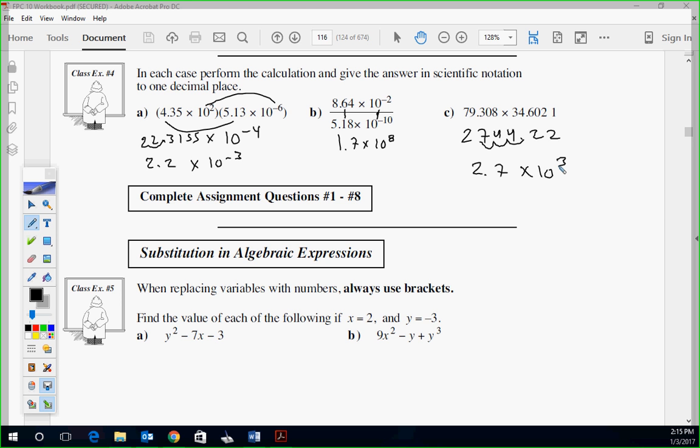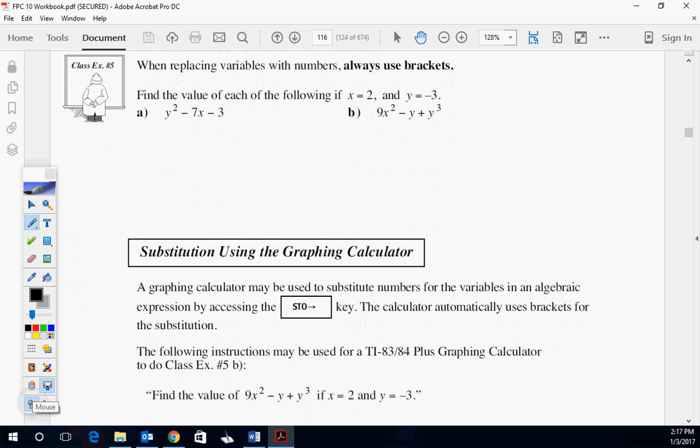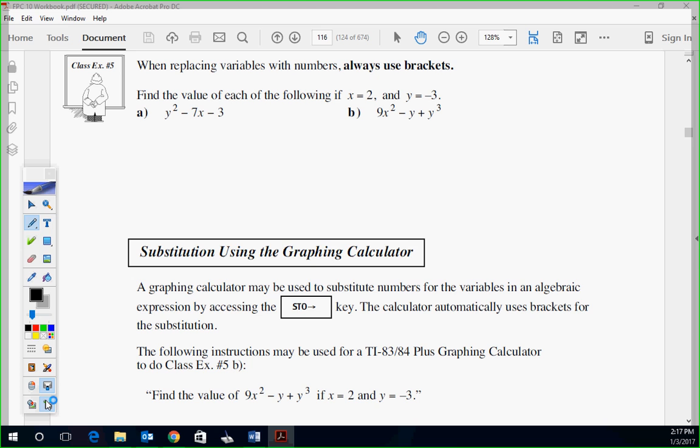All right. When replacing variables with numbers, you always use brackets. It gives you an equation here with x and y. It says x is 2, y is negative 3. When you're plugging in those values, always use brackets. The reason that's important is because when you have something like a negative 3, if you don't use brackets, it can mess up your signs. You're going to see what I'm talking about right here. If I put negative 3 squared, that tells me the negative 3 squared. That's good. Minus 7 times 2 minus 3.